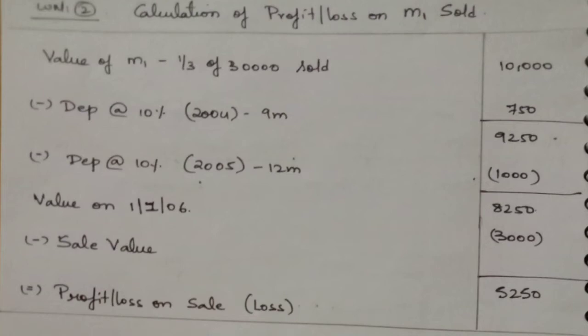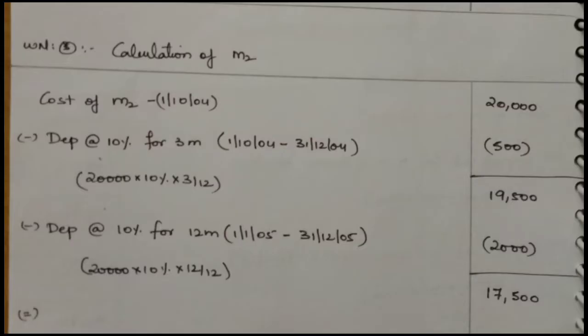So this 5,250 will be the loss for us. Okay, this 5,250 will be the loss for us. So it is called a loss on sale of machinery. Okay, so till here you have done the machinery 1 working note. Next you have to do the machinery 2 working note. After this I will tell the journal entries, and thereafter you can record the ledgers.